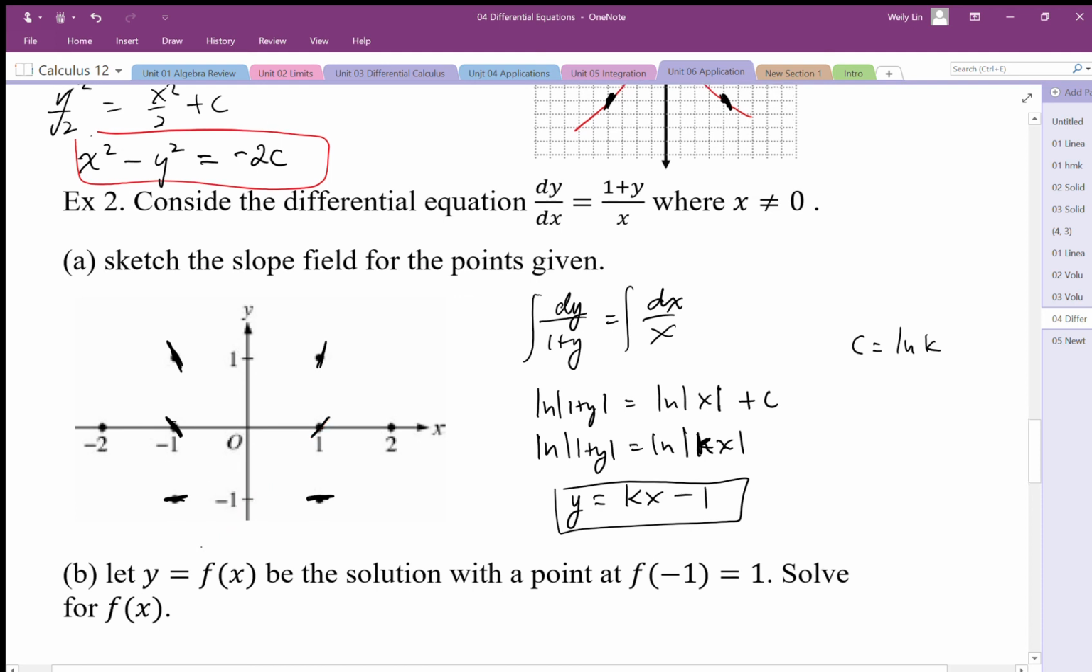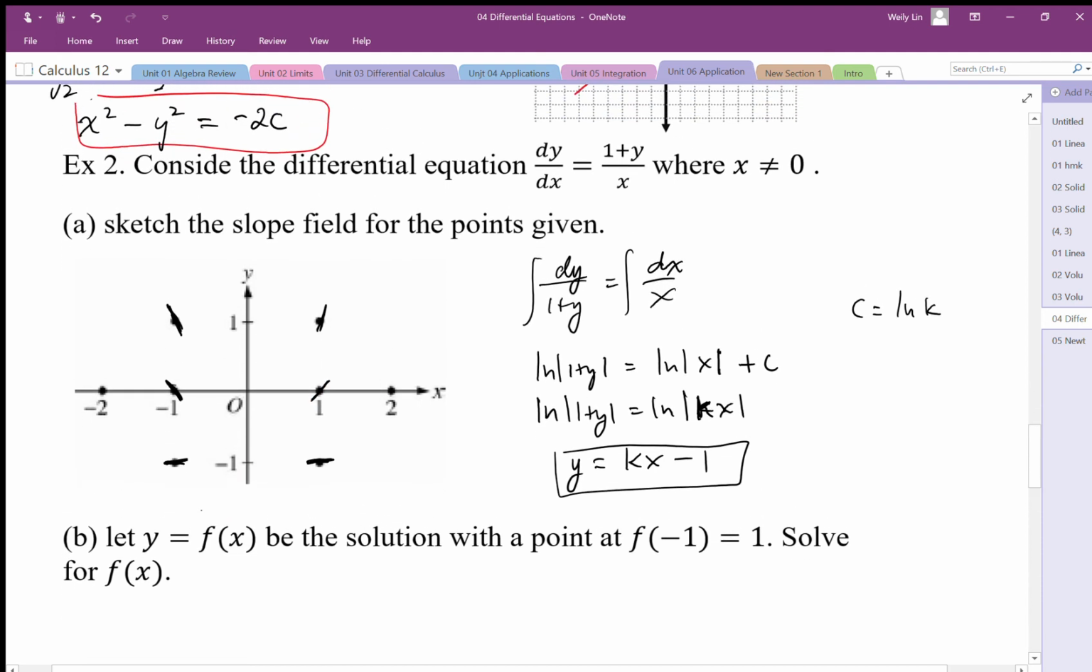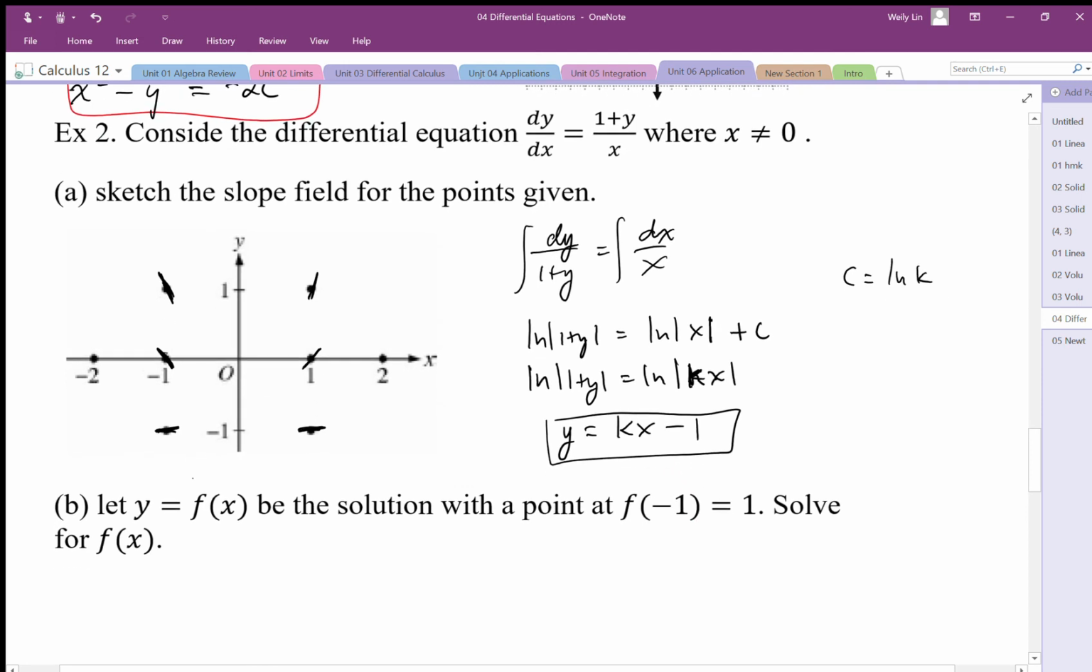Okay, this one here is actually asking us to find the actual particular solution. So let's do that. So f of negative 1 is equal to 1. So this one here, we're going to do it through that point. It looks like it's going to have a slope of 2. So if I plug in y equals 1, x equals negative 1.